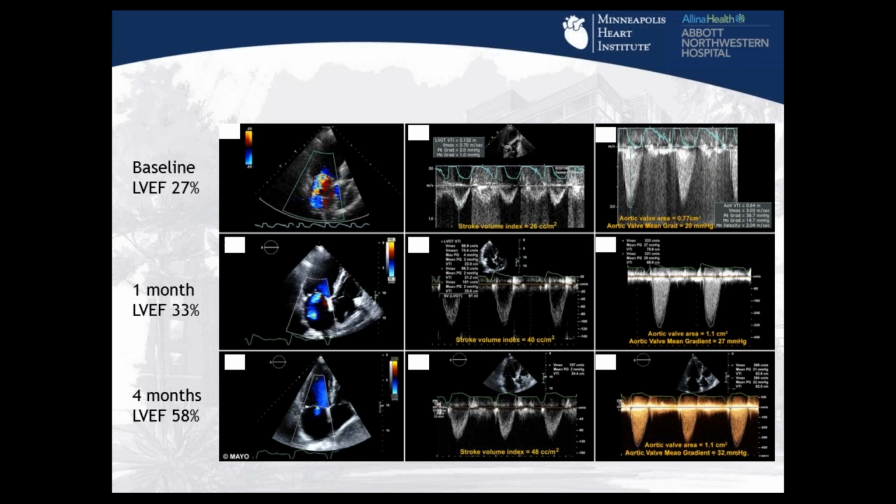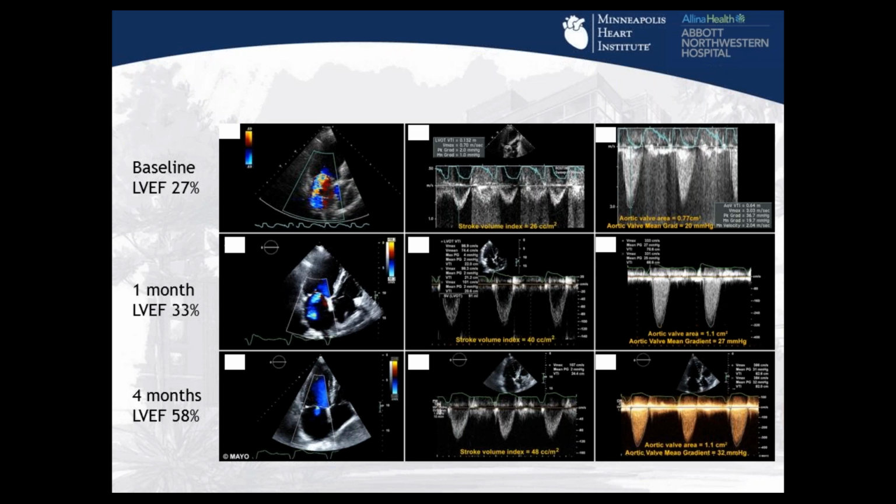After a month, his valve area is 1.1. It's actually exactly what we projected. His mean gradient remained in the moderate range. Then after 4 months, it's not going to go up further because that's what his valve area is. And that's where he settled essentially after improvement. So truly, this patient had moderate aortic stenosis to start with, and all he needed is just more synchronization of his ventricle.